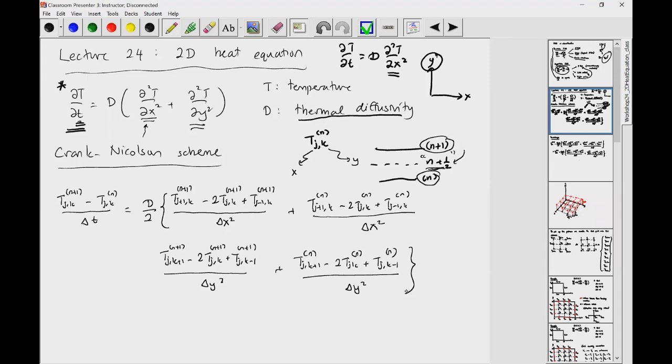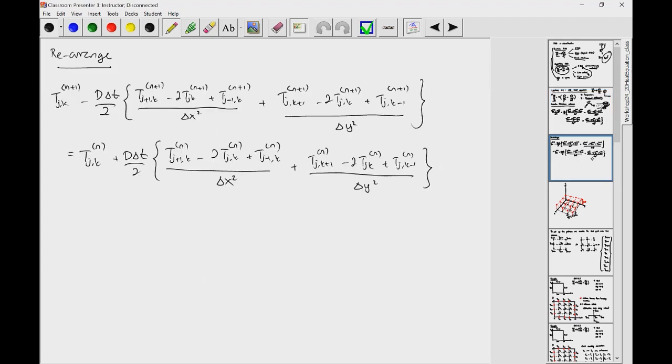If this is your Crank-Nicolson scheme, as usual, all the unknowns are moved to the left-hand side and all the known values are moved to the right-hand side. The same thing is going to be applied for the 2D heat equation. The n plus 1 values are all the unknowns. We assume time level n is known. If you rearrange this equation, you should end up with something like this. On the left-hand side you have all the n plus 1 terms, which are the unknowns that you want to solve for, and on the right-hand side you have all the n terms, which are the solutions at the current step.